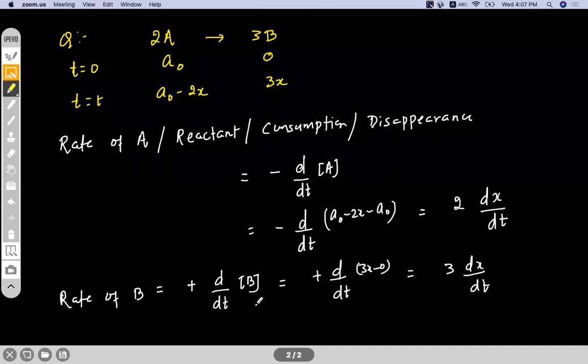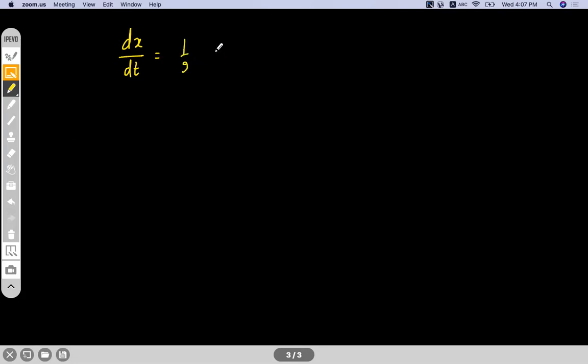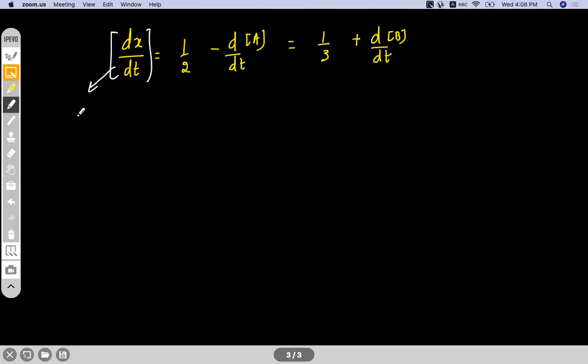So if you look at this expression and this one and this one, and I equate dx by dt from these two expressions, we'll get dx by dt per mole equal to minus 1 by 2, or half, times the negative of d[A]/dt. This negative of d[A]/dt is the rate of disappearance of A, including the negative sign, and it is equal to 1 by 3 times plus d[B]/dt. So this dx by dt is the ROR, the rate of reaction we discussed last class.